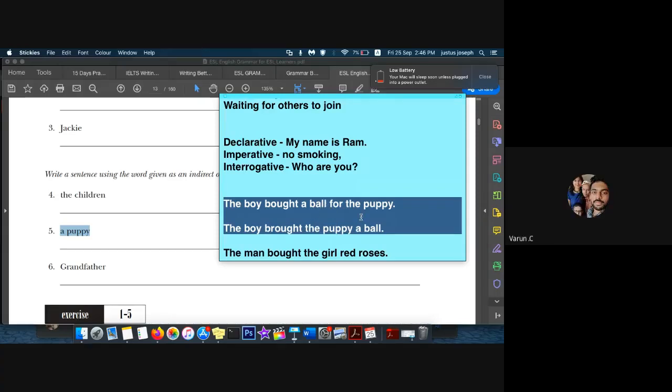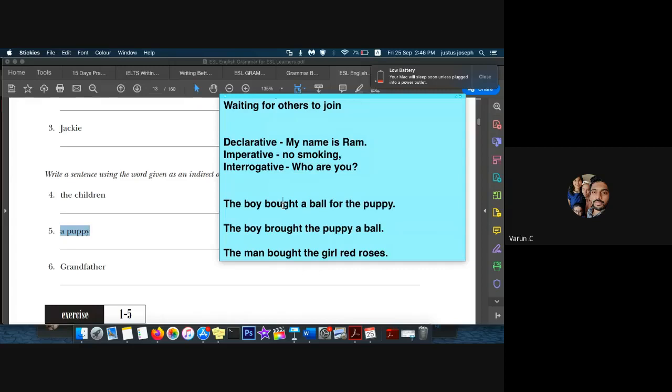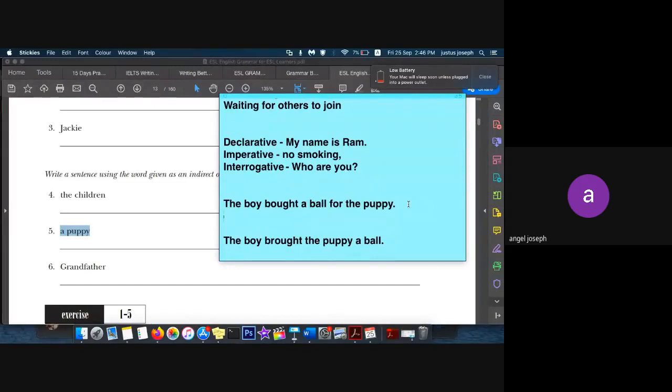First sentence, direct object, indirect object puppy. In the first sentence, you are saying that the direct object is. Tell me, what did you say? Ball. Ball, okay. So, does this answer our question? Boy bought what? Ball, right? Okay. Indirect object? Puppy. Yes, puppy.